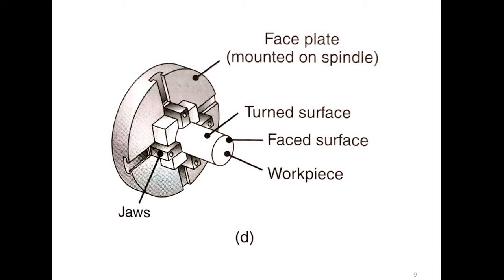देन फेस प्लेट इज अगेन वन ऑफ द मेजर वर्क होल्डिंग डिवाइस. मी काय करणार, चक काढणार आणि फेस प्लेट आहे असे फिक्स करणार. दिस इज अ फेस प्लेट, अँड फॉर फेस प्लेट देयर इज अ थ्रेडिंग, आणि ते थ्रेडिंग स्पिंडलच्या जे एक्सटर्नल थ्रेड आहेत त्याला जाऊन फिक्स होणार, माउंटेड ऑन अ स्पिंडल. अँड दिस इज अ टर्न सरफेस, फेस सरफेस, वर्कपीस इज देअर. दिस इज फेसिंग ऑपरेशन, दिस इज टर्निंग ऑपरेशन.